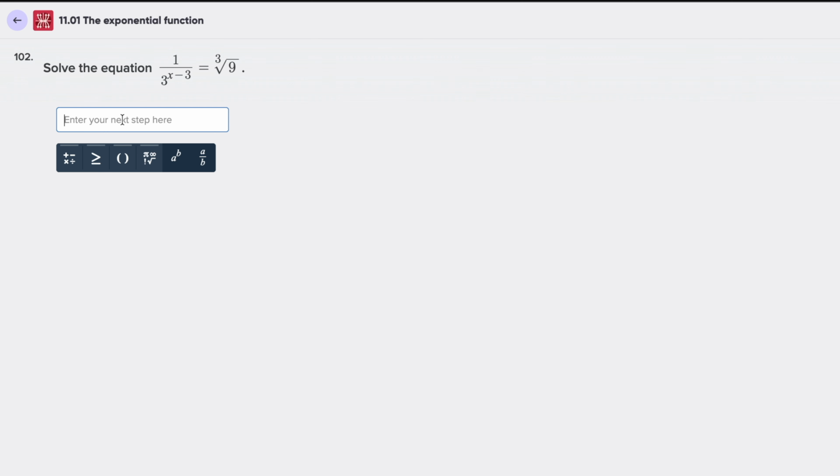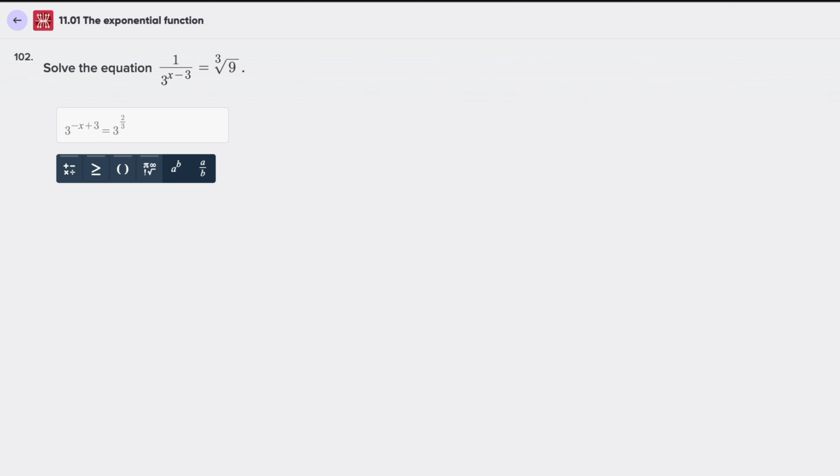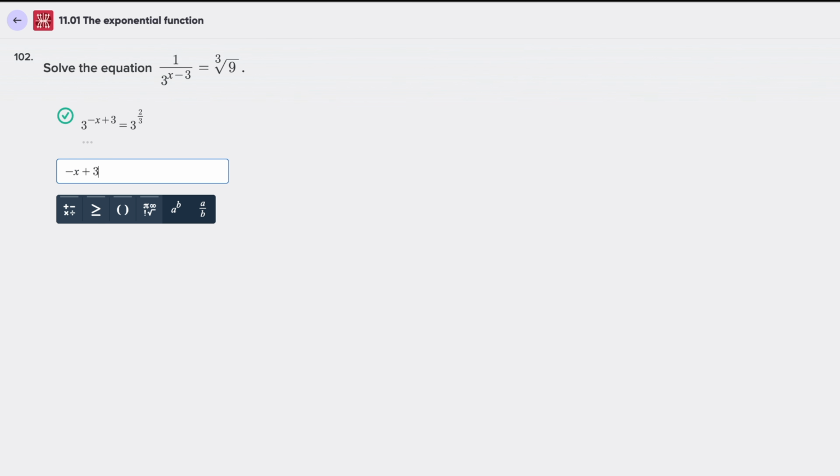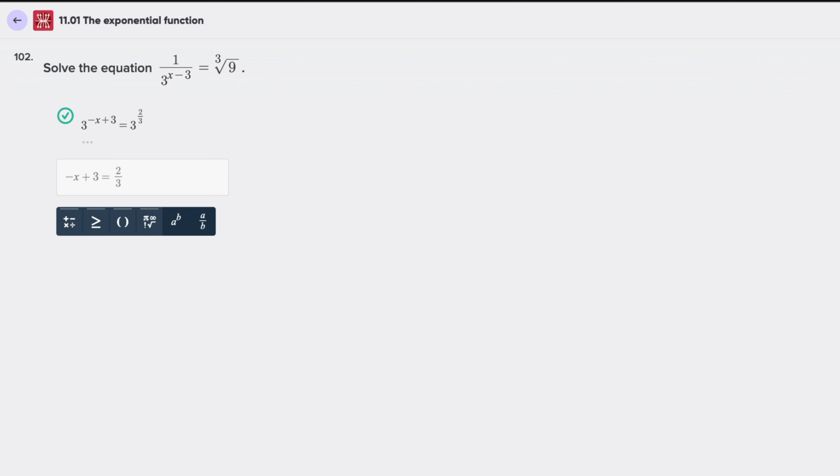1 over 3 to the power of x minus 3 is equal to the cube root of 9. So we can rewrite 1 over 3 to the power of x minus 3 as 3 to the power of negative (x minus 3). And we can rewrite the cube root of 9 as 9 to the power of 1 over 3. And we can rewrite 9 as 3 to the power of 2. And 2 times 1 over 3 is 2 over 3. Negative (x minus 3) is equal to 2 over 3.